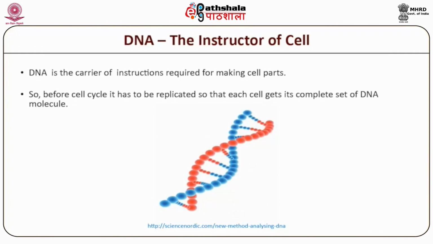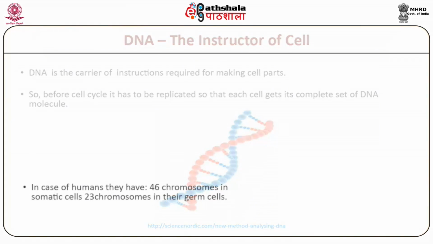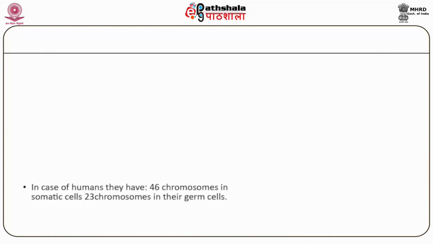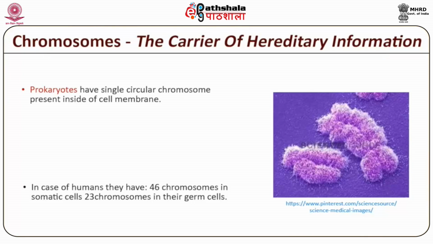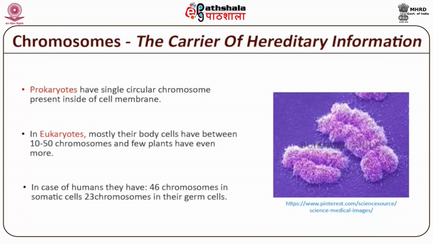So, before the cell cycle, DNA has to be replicated so that newly formed daughter cells get their own complete set of DNA molecules. Chromosomes are the thread-like structures present inside the nucleus. They are designated as the carrier of hereditary information. Their structure differs among prokaryotes and eukaryotes. Prokaryotes have a single circular chromosome attached to the inside of the cell membrane, and eukaryotes have around 10 to 50 chromosomes. A few plants have even more than 50 chromosomes.